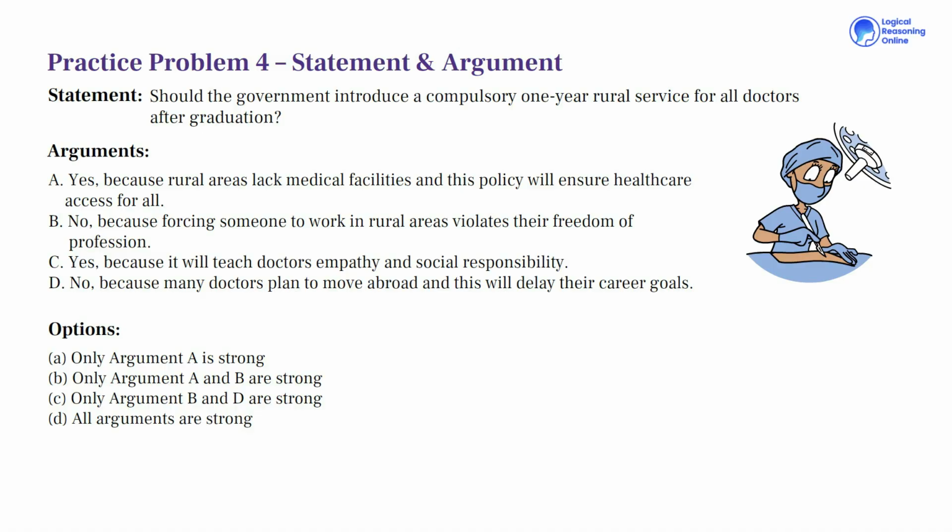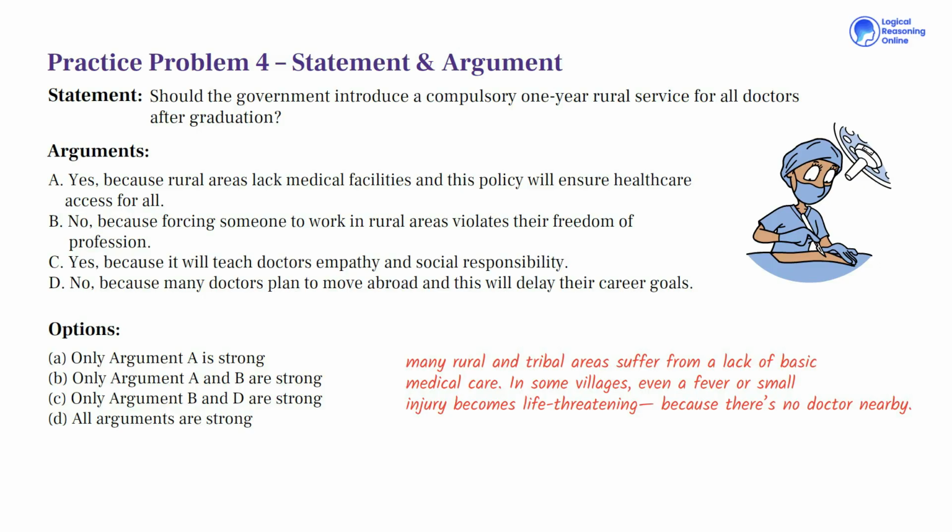Argument A. Yes, because rural areas lack medical facilities and this policy will ensure healthcare access for all. This argument hits at the heart of the issue. It directly addresses why such government rule might be proposed in the first place. Think about the reality. Many rural or tribal areas suffer from a lack of basic medical care. In some villages, even a fever or small injury becomes life-threatening because there is no doctor nearby.